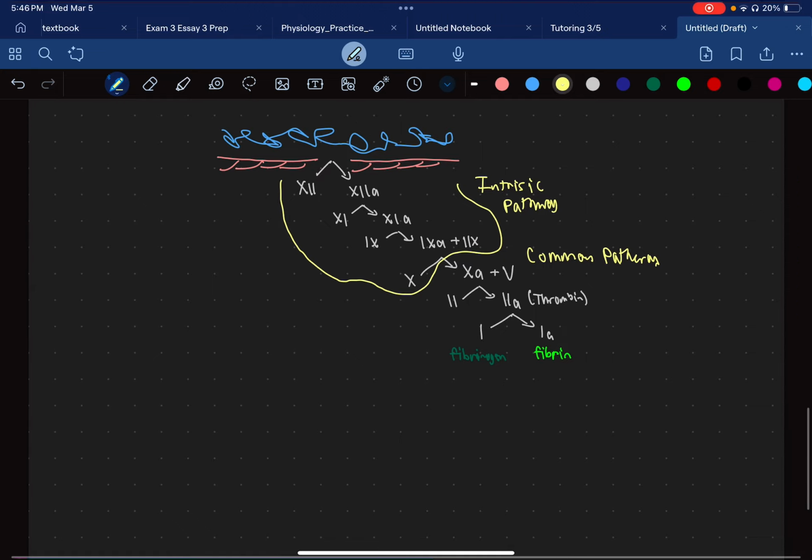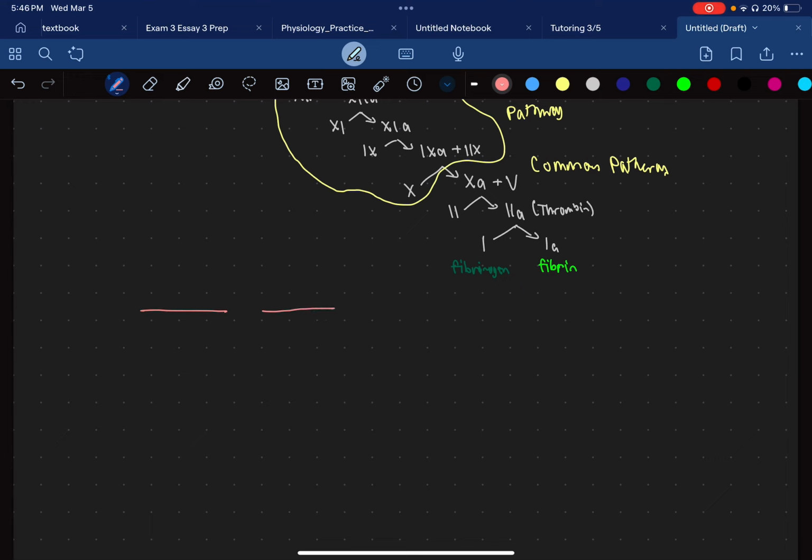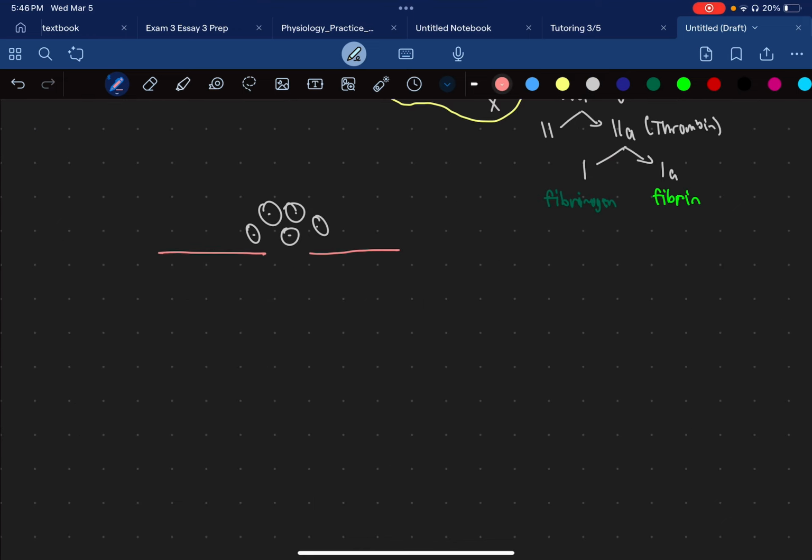And then there's another pathway that we can take that's not going to work as fast, but this is going to happen. It's called the extrinsic pathway. And this is when we have some tissue damage. So say we have some tissue cells here. These are exposed, they're damaged. That is going to allow for something called factor 7 to turn into factor 7a.